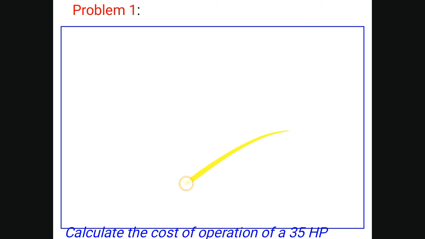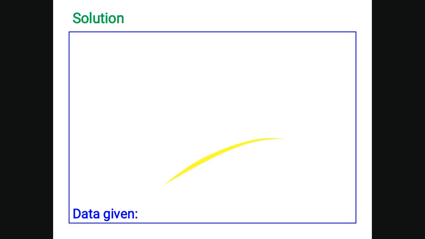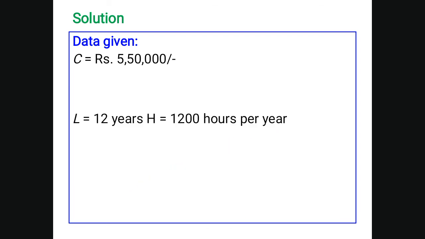Now the problem. First, calculate the cost of operation of a 35 HP tractor per hour. The HP is given, the initial cost of the tractor is given, the life is also given, and the number of hours is given. The interest rate on the capital is 10%, the cost of diesel is 50 per liter, and fuel consumption is 5 liters per hour. Wages of the tractor driver per annum are given. Lubricant cost is 35% of the fuel cost. So how to calculate the cost analysis? This is the given data.